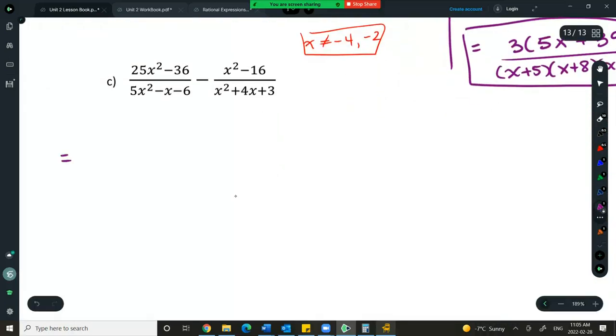So factor and common factor everything you possibly can. That's the first step of every single one of these types of questions, no matter what operation you're doing. So top left, what can I do there? Jack? You can do 5x minus 6 times 5x plus 6. Ah, okay, difference of squares there. So 5x minus 6, 5x plus 6.